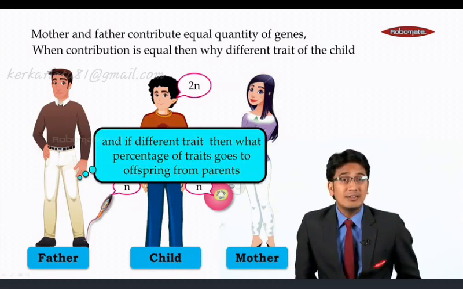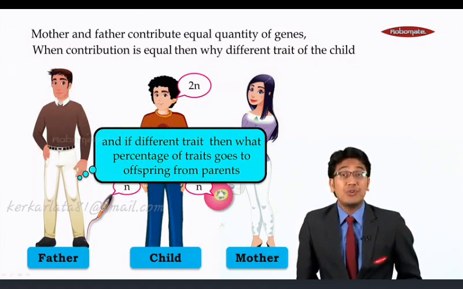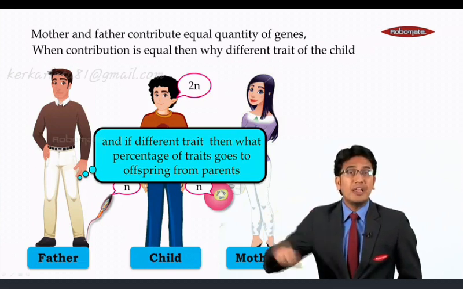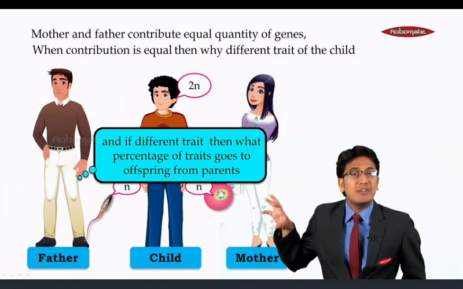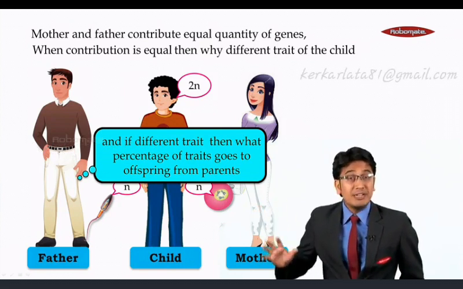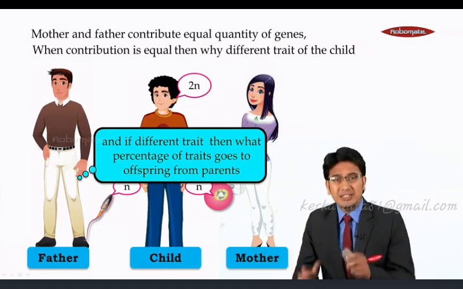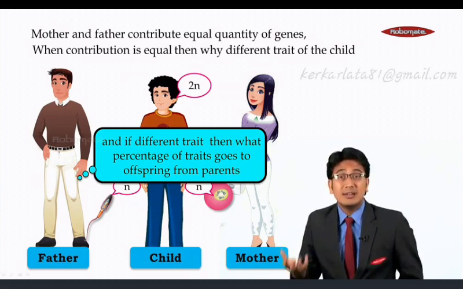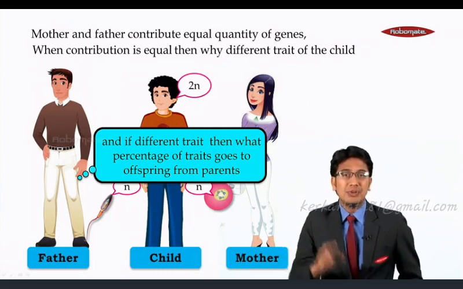To answer all these questions and one more question, which was, if characters are different, then what percentage of the character will go to the offspring from the parent? What percentage of the mother's character will be there in the offspring? What percentage of the father's character will be there in the offspring? Is this number fixed? What is controlling this percentage? What is behind this whole mystery?